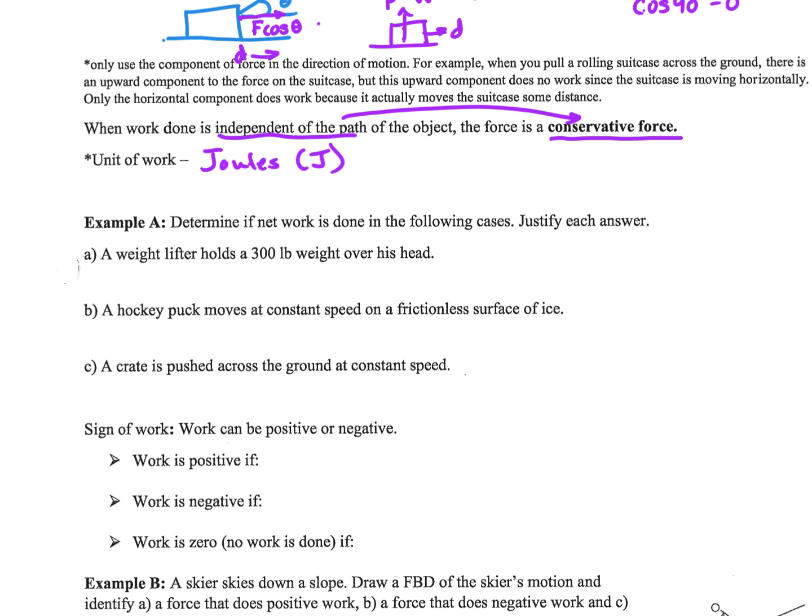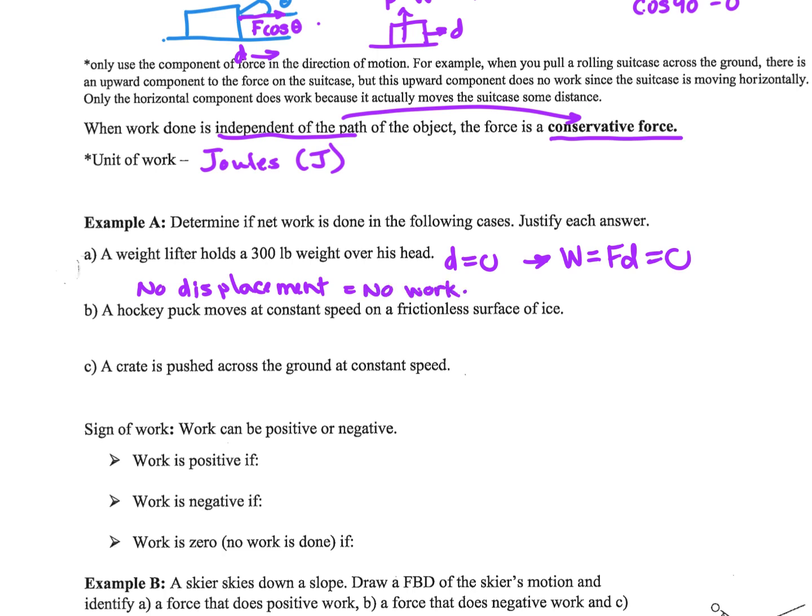Weightlifter holds a 300-pound weight over his head. Well, if he's holding a 300-pound weight over his head, if it's not moving, in other words, D is equal to 0, then work, which is FD, would also be equal to 0. In other words, there's no work, no displacement, equals no work.